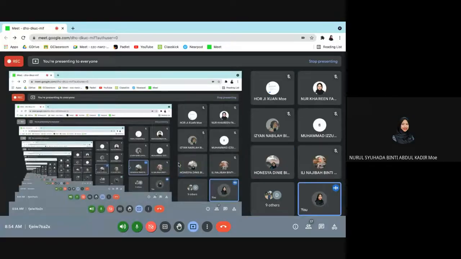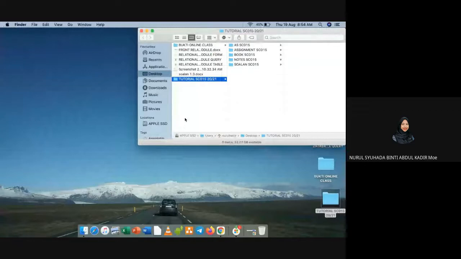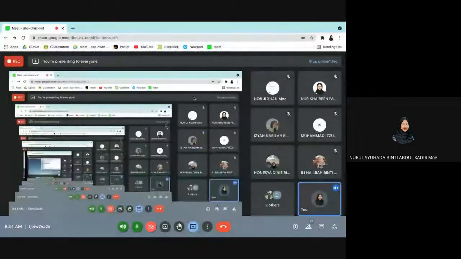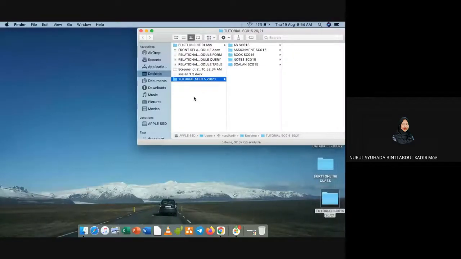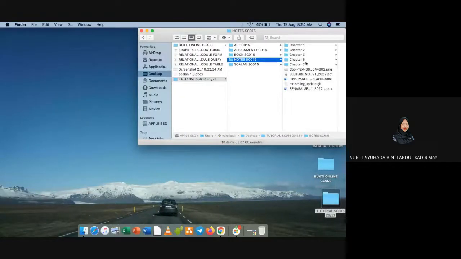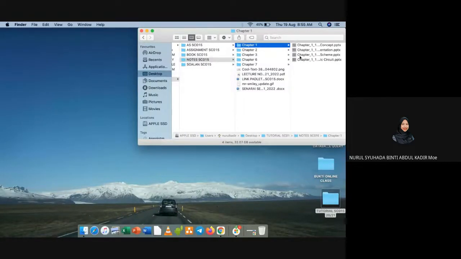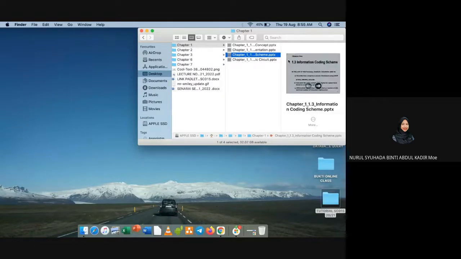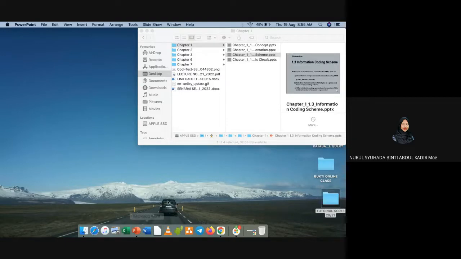Coding, bukan coding. Coding belum lagi, coding scheme. Okay, so for today's lesson, we are going to continue our lesson with 1.3 coding scheme. Alright, so let me open the note. Alright, hopefully everyone dah baca, apa yang kita nak belajar hari ni.